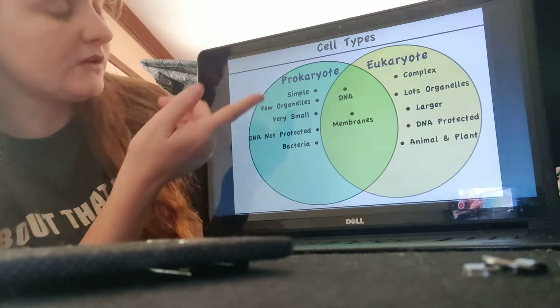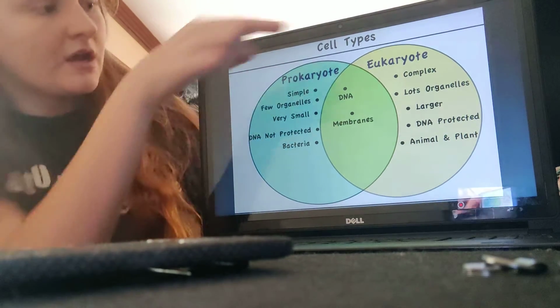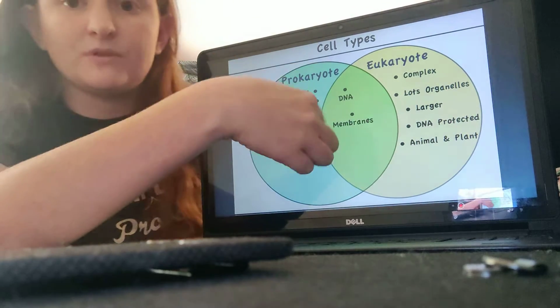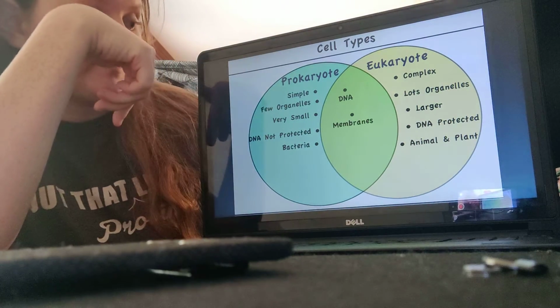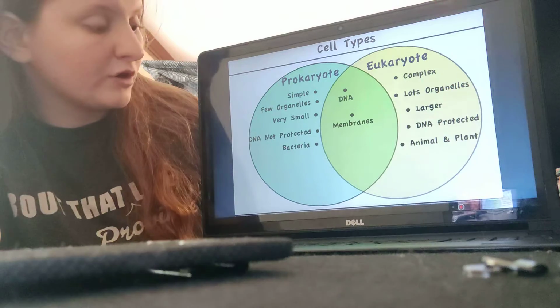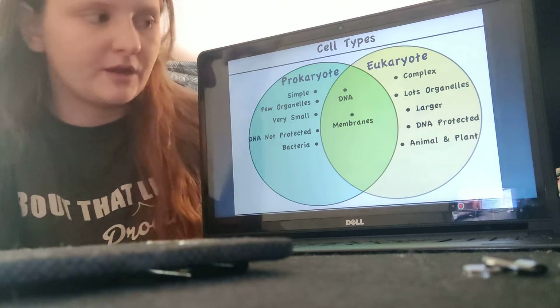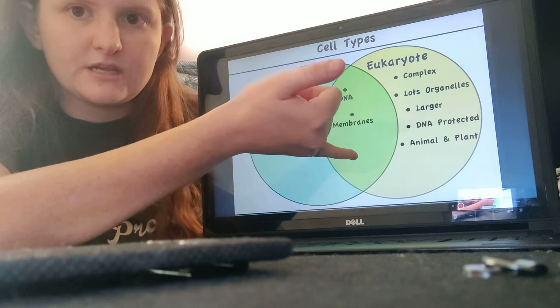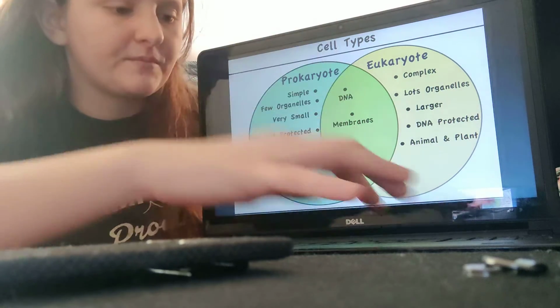So you can see that I have prokaryotes, eukaryotes, and then in the middle we have the similarities between the two. That they're simple, fewer organisms, smaller, DNA is not protected, so it's free-floating, but it still has DNA. So you can see in the middle here, it still shows that it has DNA.